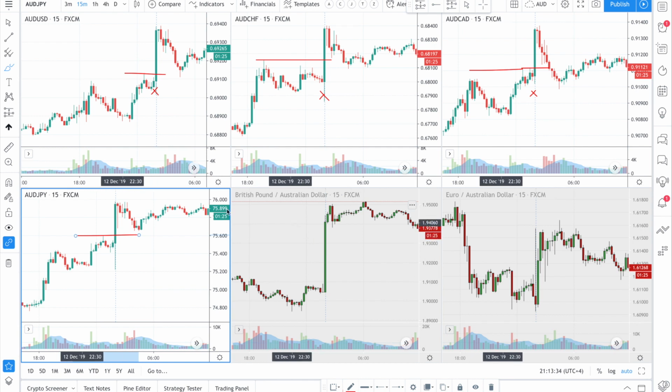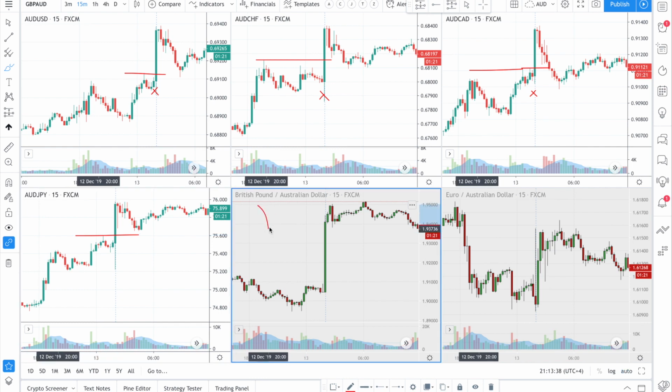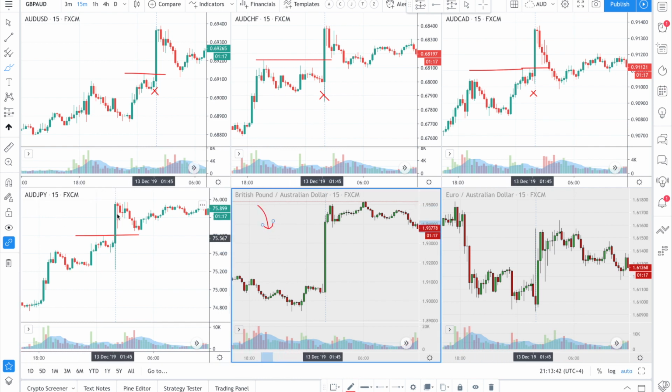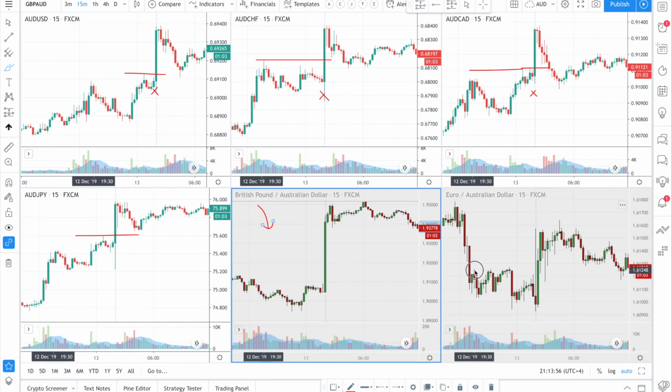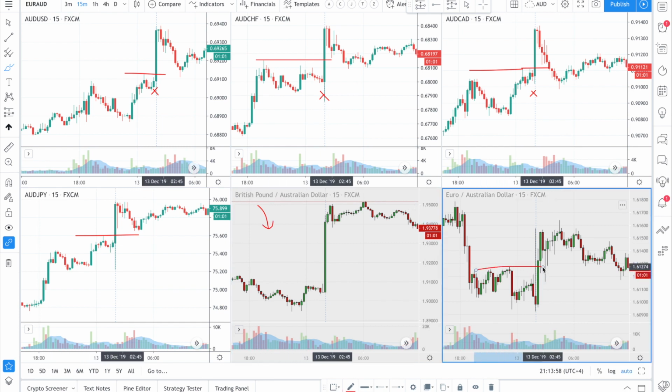Like, wait a minute, but isn't Pound Aussie supposed to go downwards to correlate properly with the Aussie Yen? When Aussie Yen goes up, it means Aussie is strong. But when Pound Aussie goes up, it means Pound is strong and not Aussie. There's a little bit of a conflict of interest here. Same thing in Euro Aussie. Okay, it's gone through the highs of New York, but it's gone in the wrong direction.